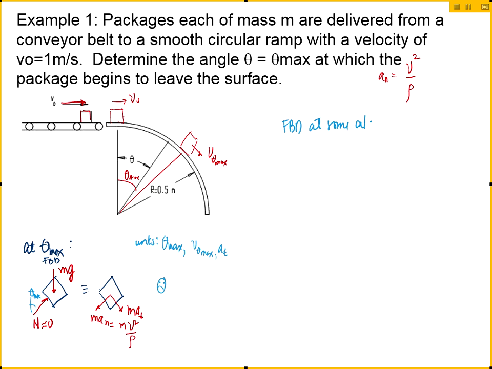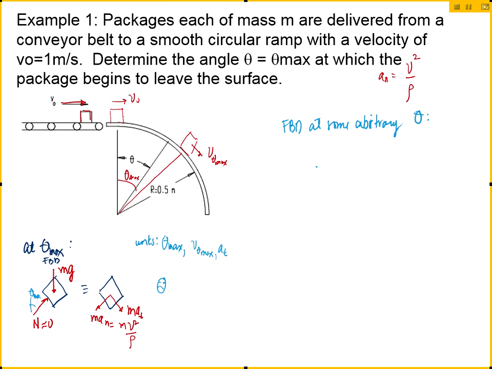FBD at some arbitrary theta. Not necessarily at the beginning, not necessarily at the end, but some variable theta, so that we can see if we can apply some kind of limit or constraint that Nick was saying. Does that sound like a plan?